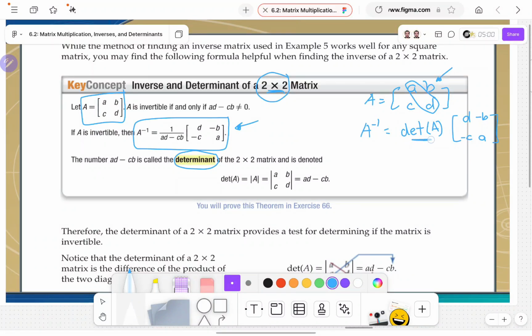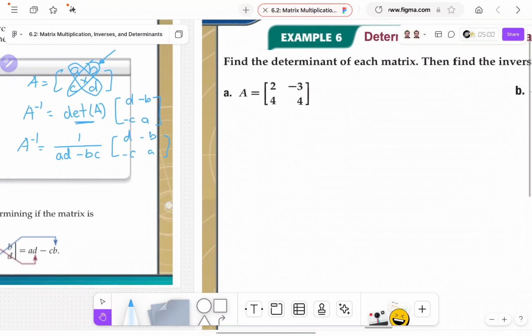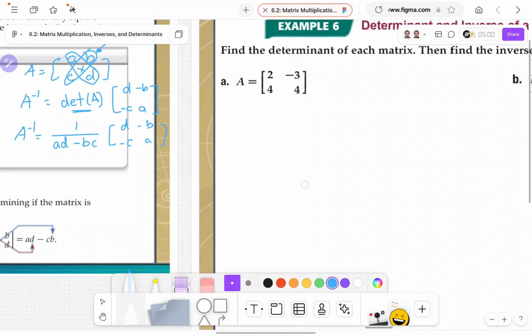Now, what is det A? How do we find det A? There is a rule: det A is 1 over A times D minus B times C. So we multiply A times D, minus B times C. Then we write the rule: D, negative B, negative C, A. This is how we can find the determinant. Okay, I hope you understand this. Let's apply the rule to the first equation. First step, let's find determinant A.